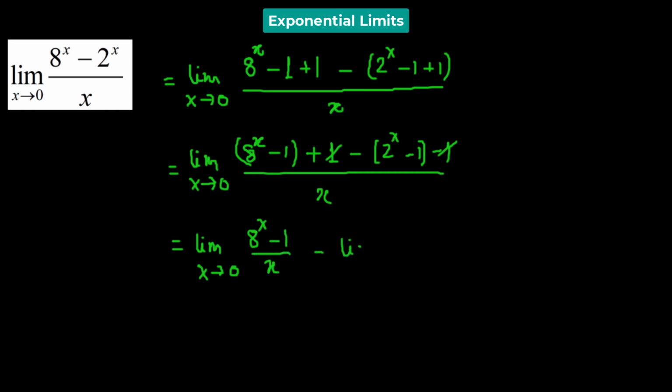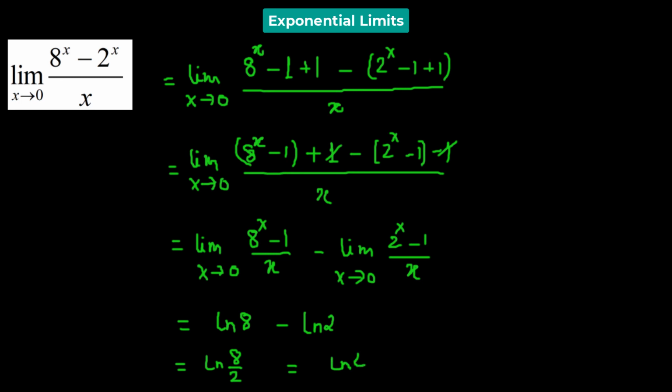We're also going to apply the limit to the second term, so we have 2 raised to the power of x minus 1 divided by x, so that gives us natural log of 8 minus natural log of 2. Now using the property, we have natural log of 8 over 2, which is going to give us natural log of 4, or simply 2 log 2. So this is going to be the limiting value of the given exponential function when x approaches 0.